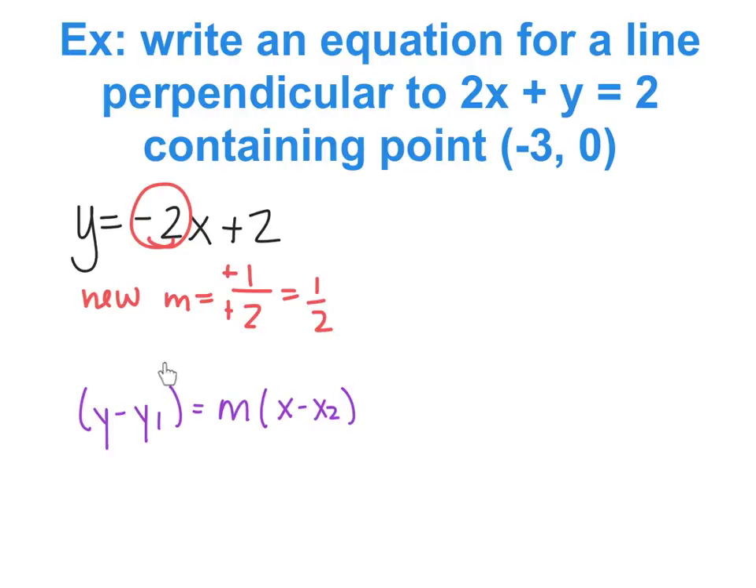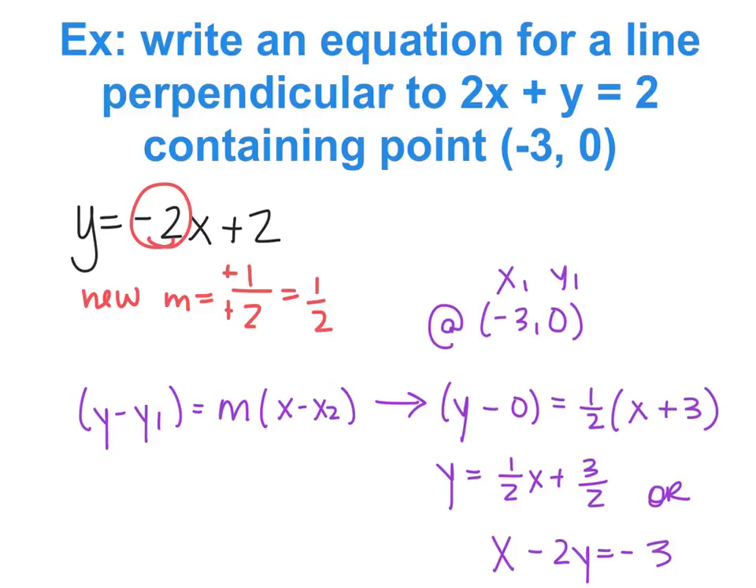Next, I'm going to take the point-slope equation here and plug in my point and my new slope. And when I work everything out, I plug in this point, I'm going to end up with y equals 1/2 x plus 3/2, or you could have x minus 2y equals -3.